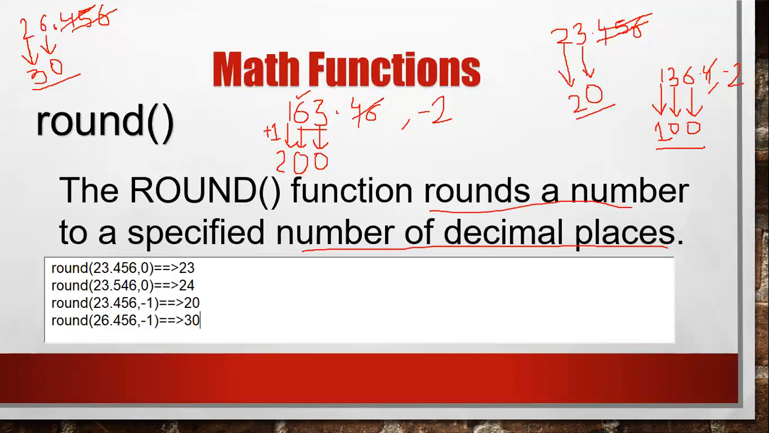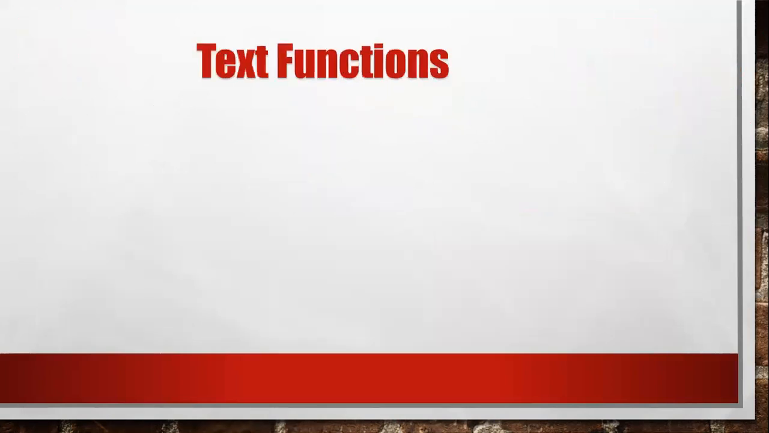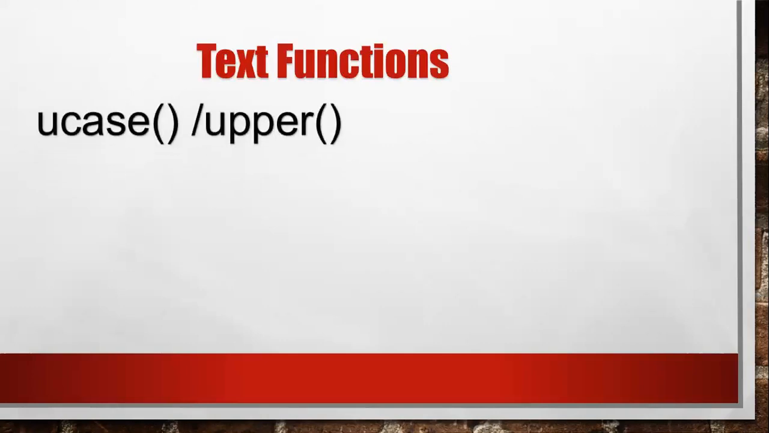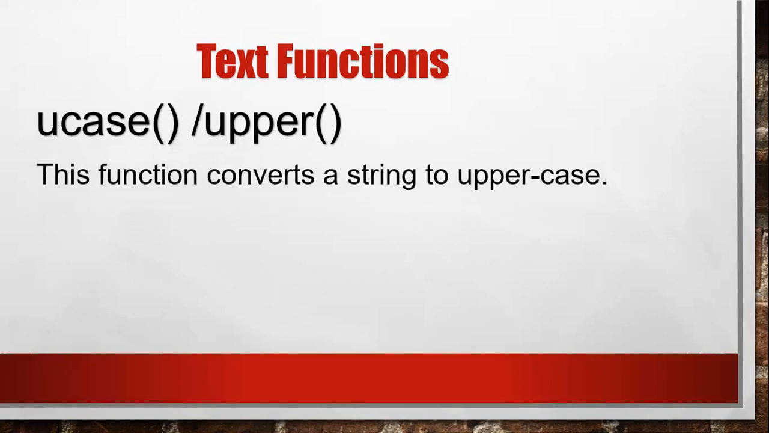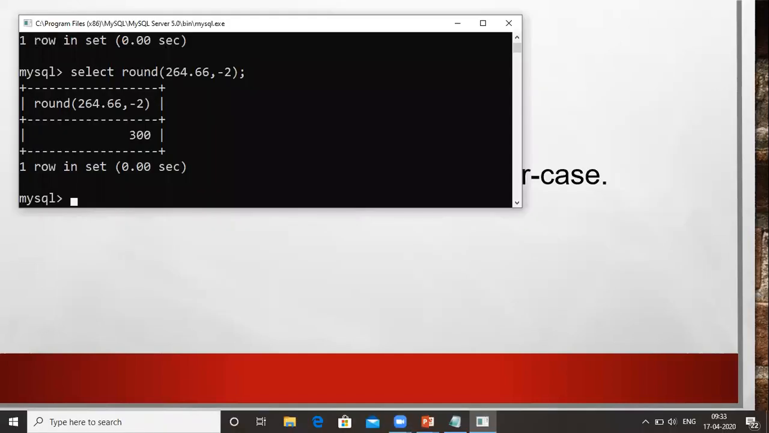So let us do some other category. The next category is basically text functions. Okay, so what are these text functions? The first text function is ucase and upper, and the purpose of this function is that it converts a string to uppercase, right? So let us execute the working of this function.